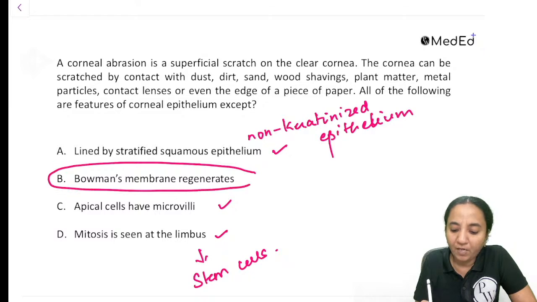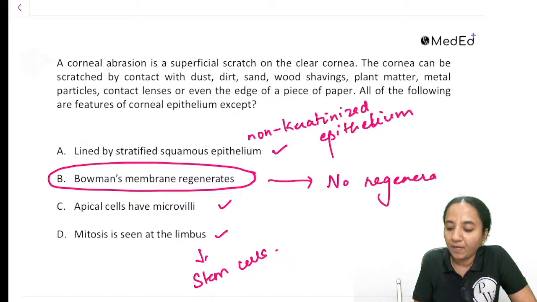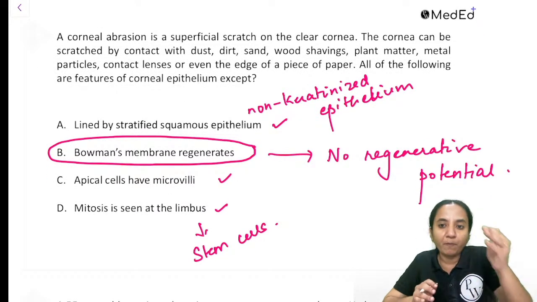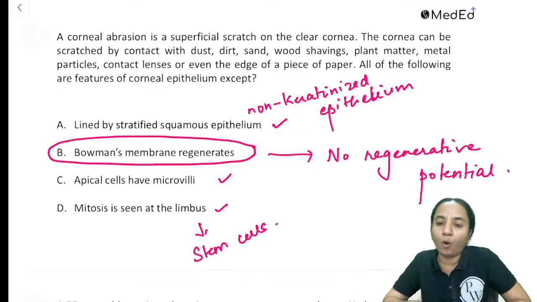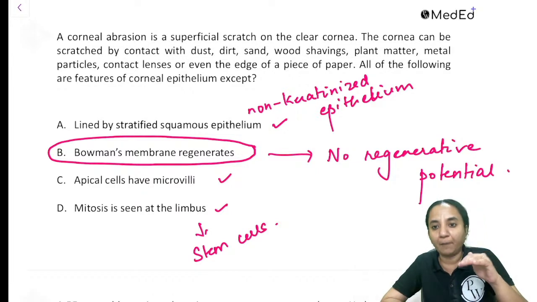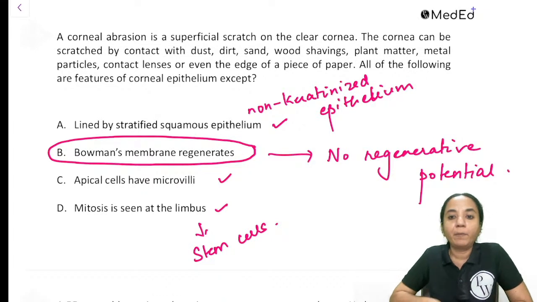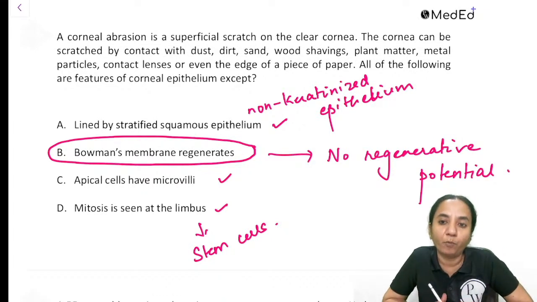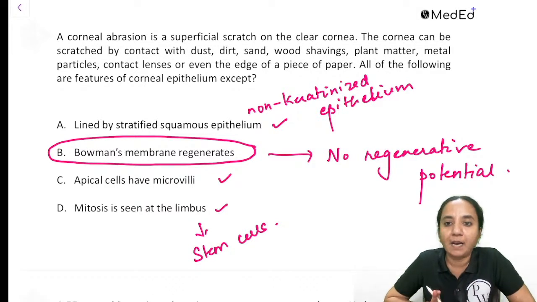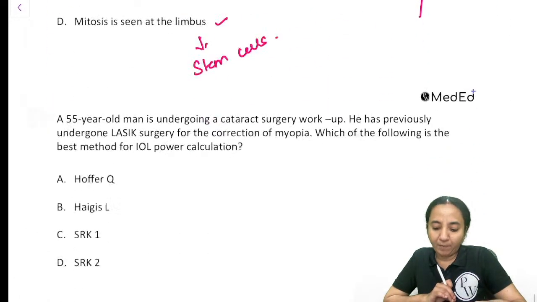Bowman's membrane regenerates. The Bowman's membrane has no regenerative potential. So this is what is wrong. The Bowman's membrane is just beneath the corneal epithelium, and the epithelium can regenerate. So if there is an injury of the epithelium, it will regenerate and there will be no formation of scar. But if there is a breach of the Bowman's membrane, because it does not have regenerative potential, there will be a scar. So this is what is wrong. Right? Now let me go to the next question.